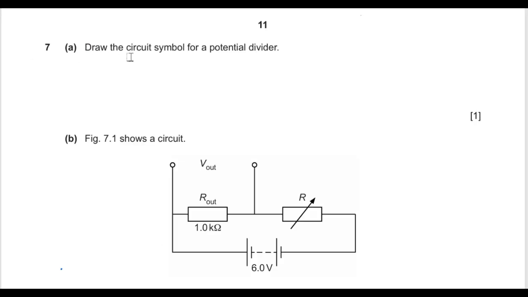Next question says draw a circuit symbol for a potential divider. So the potential divider symbol looks like this. There is an arrow over the top of it.